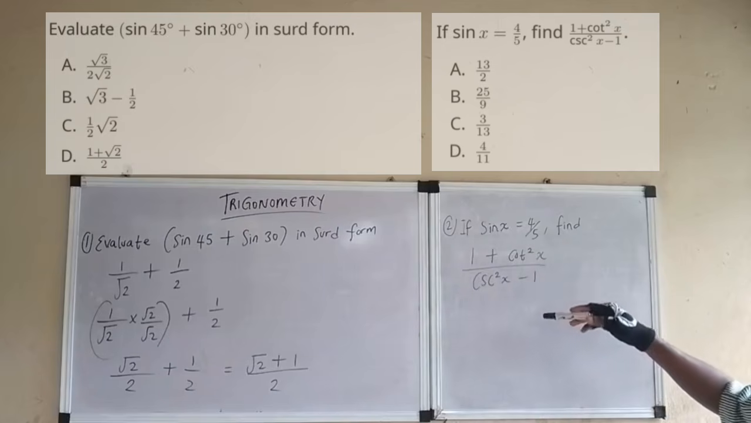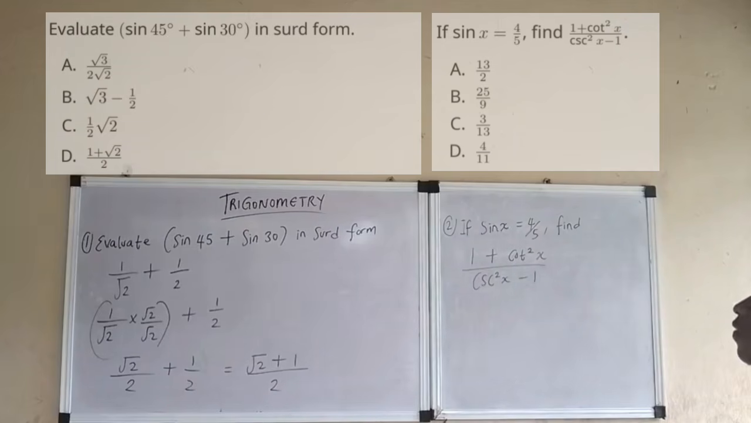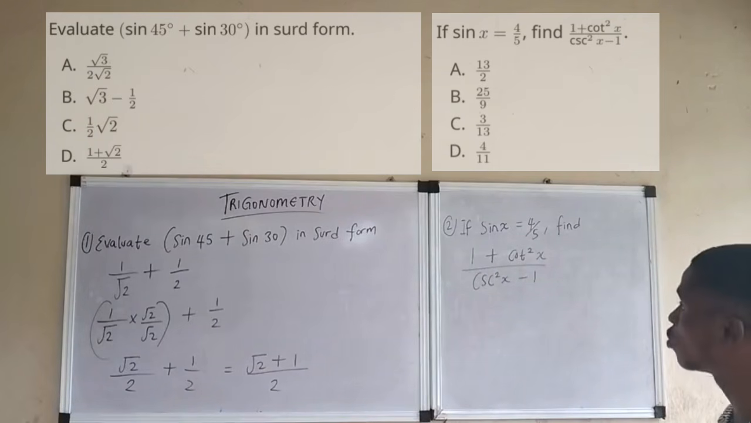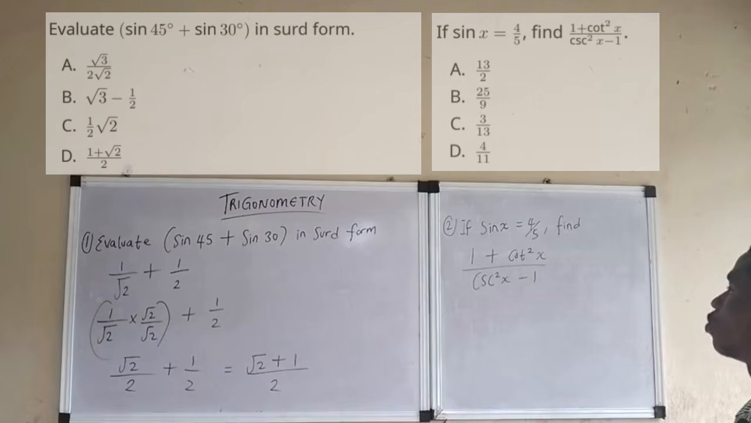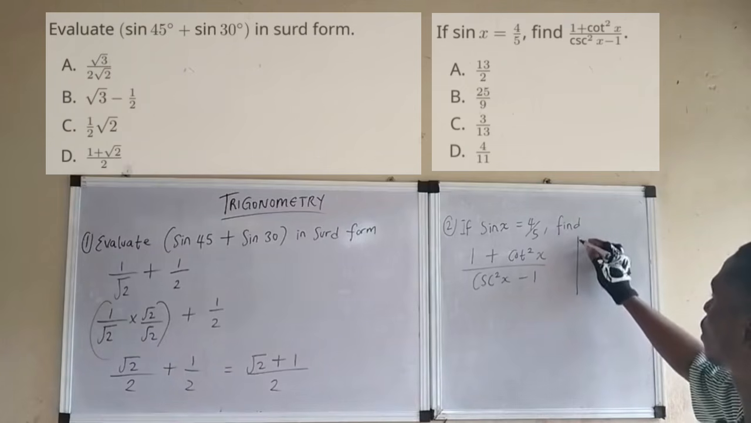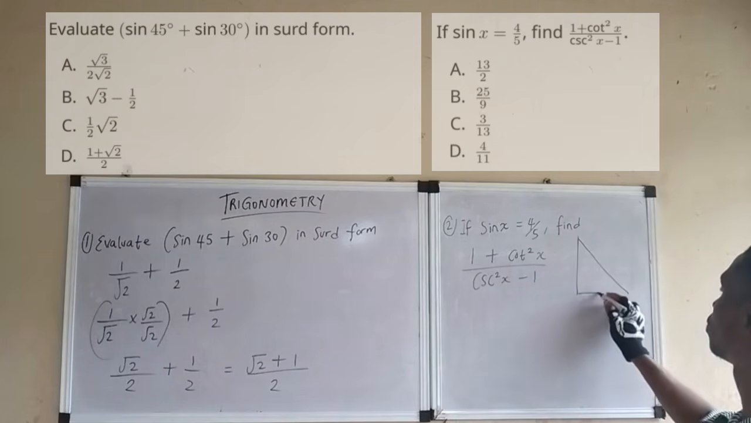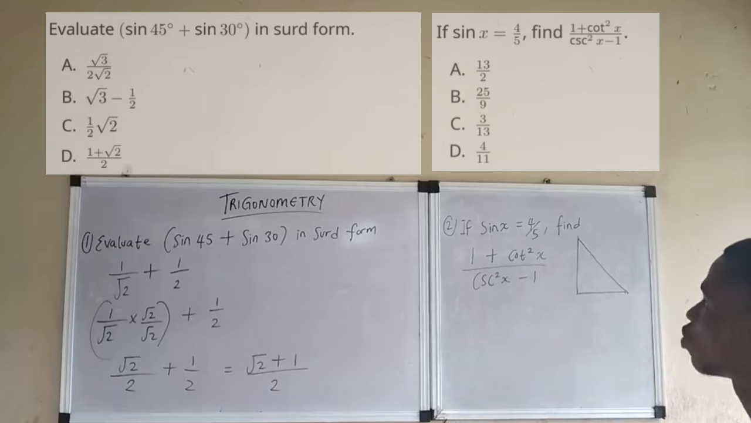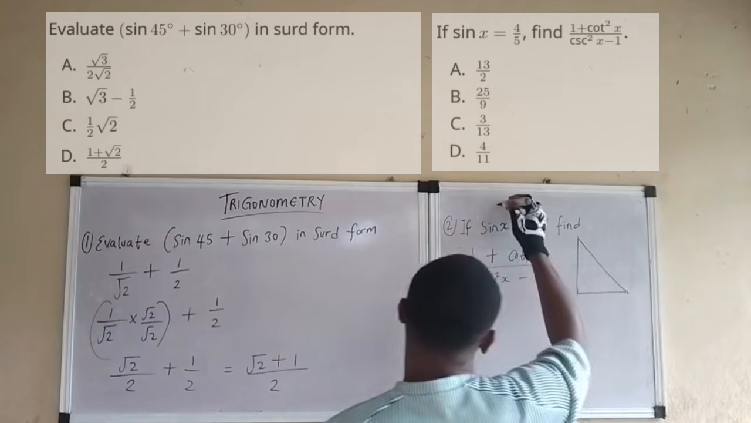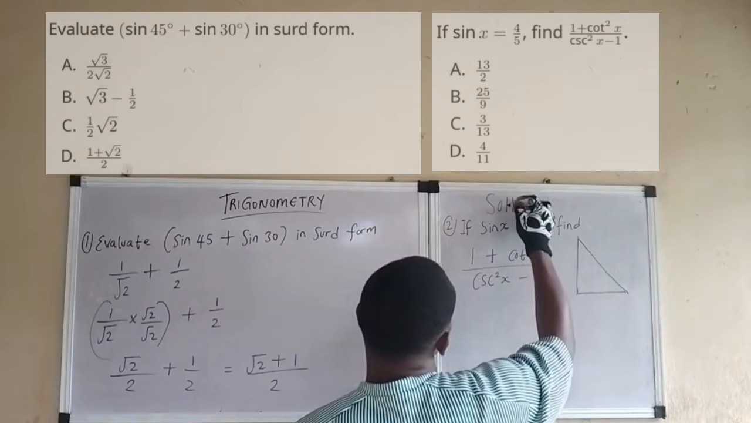We need to also find tan x. So we are only given sine x equals 4 over 5. How do we find cos x? How do we find tan x? Now you need to represent this in a right angle triangle. Let's bring out a right angle triangle. Now from SOHCAHTOA, we need SOHCAHTOA also.